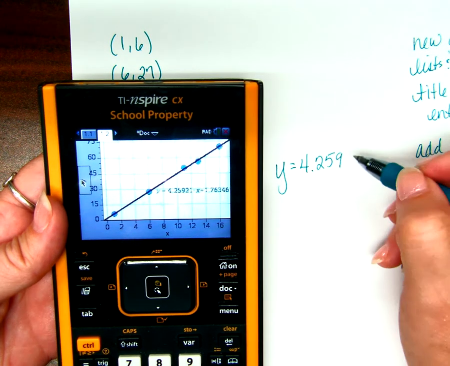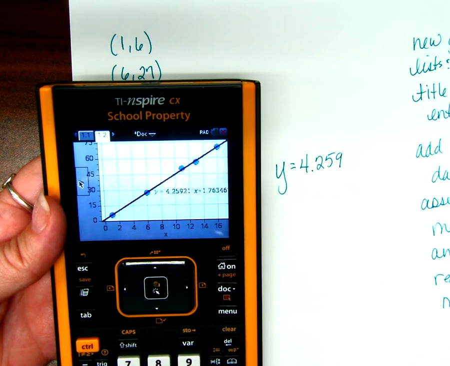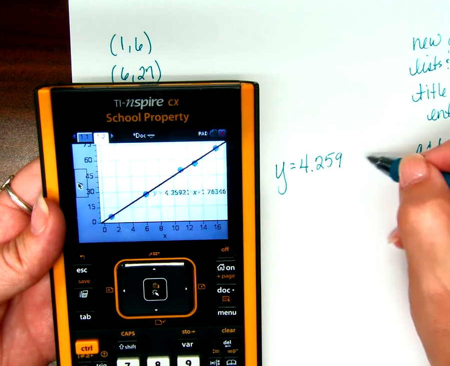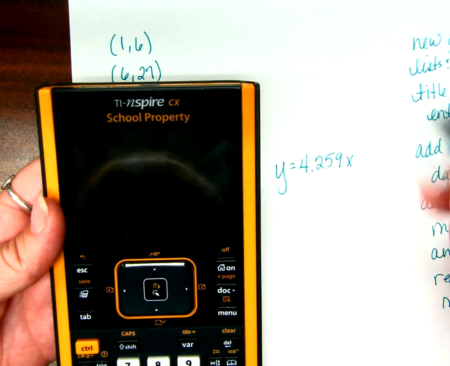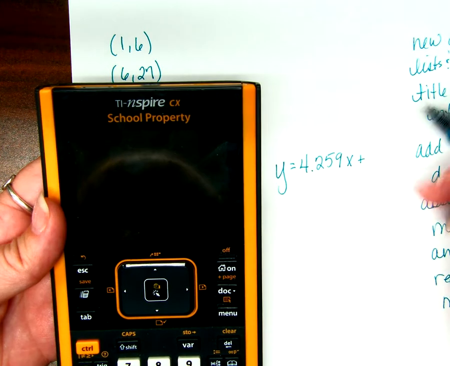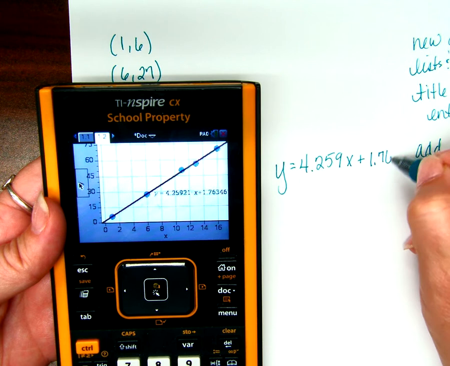4.259. Why'd you stop there? Always 3, right? If I don't specify, we go to 3 decimal places. You remember that? So 4.259x, see the x is right there? Plus what? Oops. 1.763.